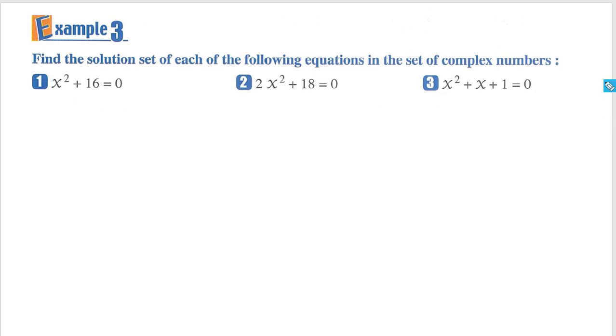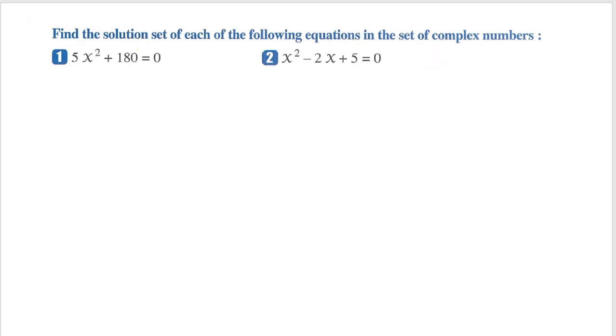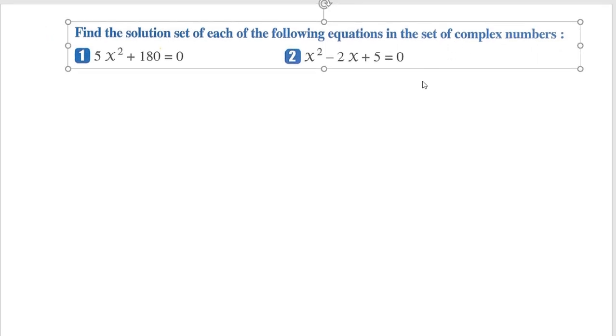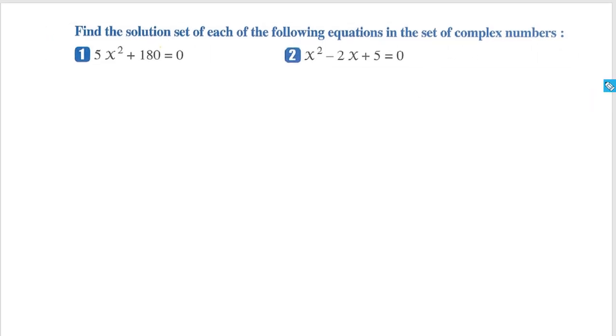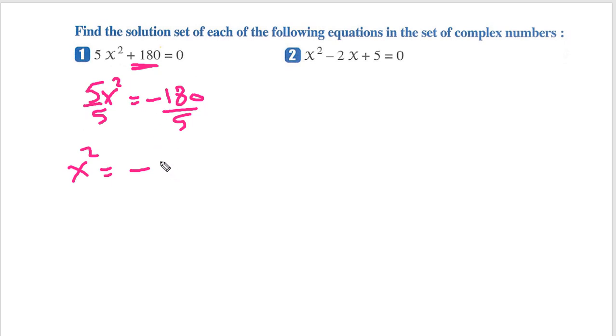Okay, the next one. Here, how to solve the equation in complex numbers. Here, 5x squared. Move the 180 to the other side and divide by 5. Then x squared is equal to negative 180 divided by 5, which will be negative 36. Then x will be positive or negative root of negative 36.